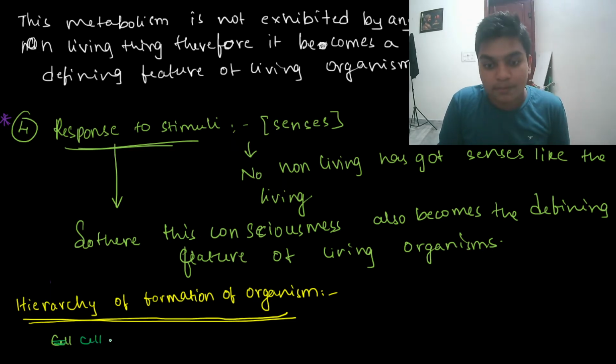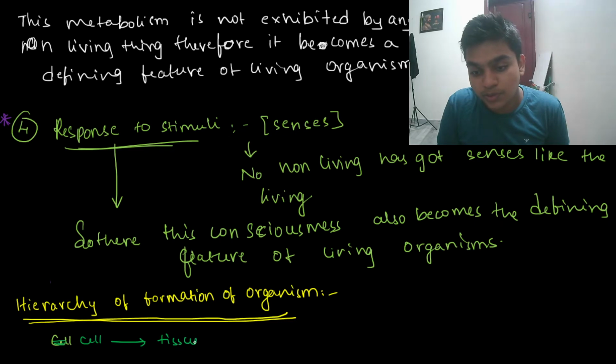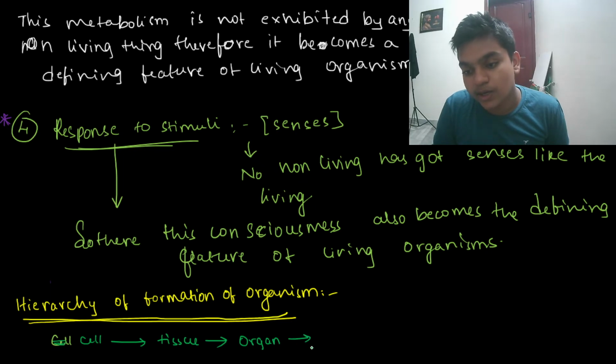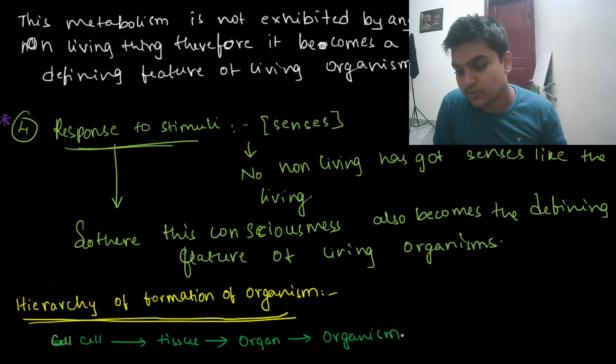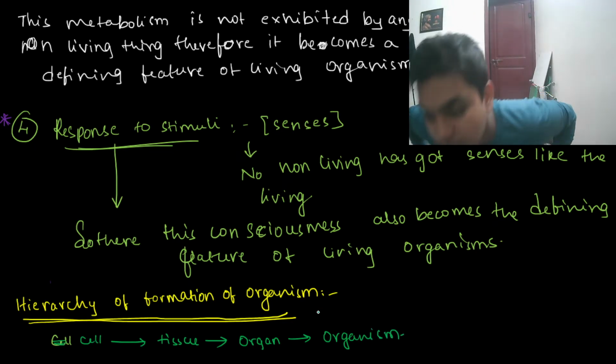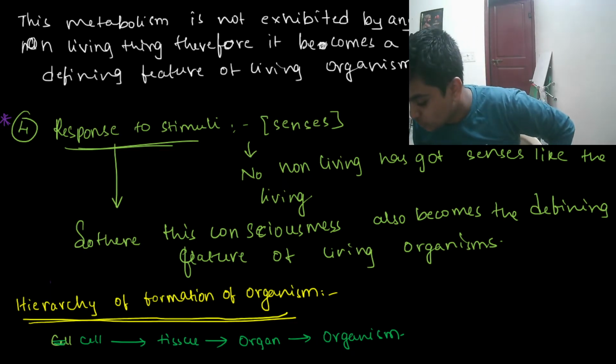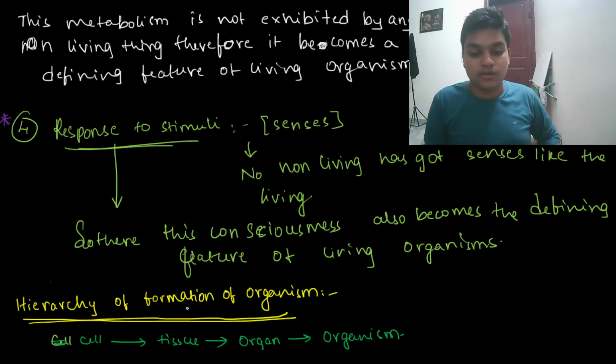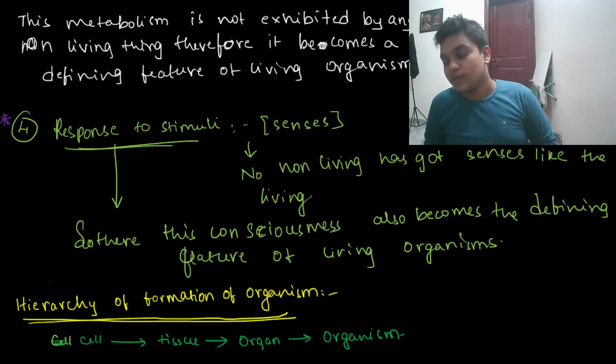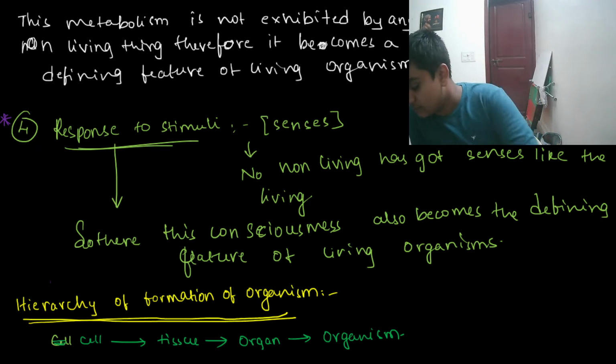Cell. A group of cells aggregate together to form tissue. A group of tissues aggregate together to form an organ. A group of organs aggregate to form an organism. This is the hierarchy of organization which is found in organisms. Moving from cell to the organism, the complexity goes on increasing. So that is your hierarchy.